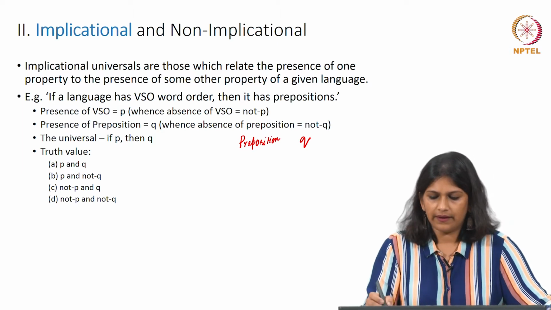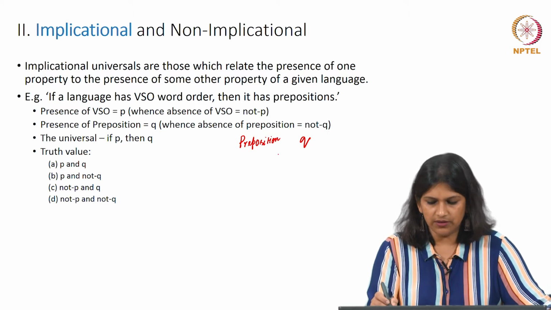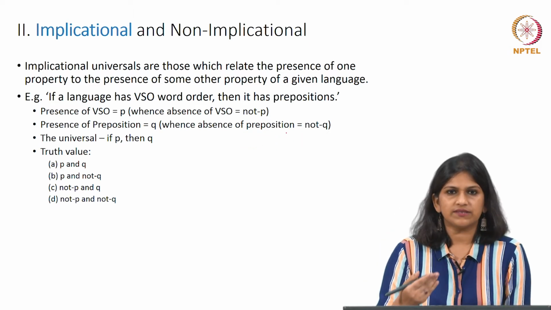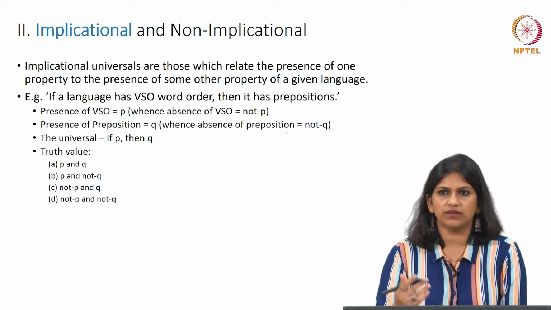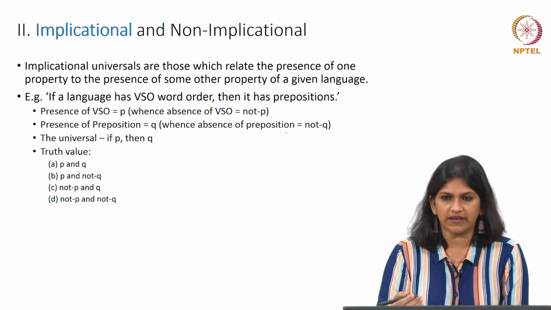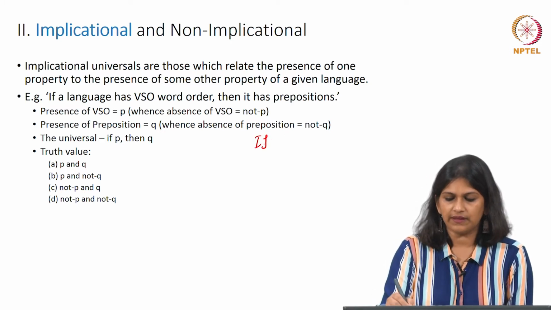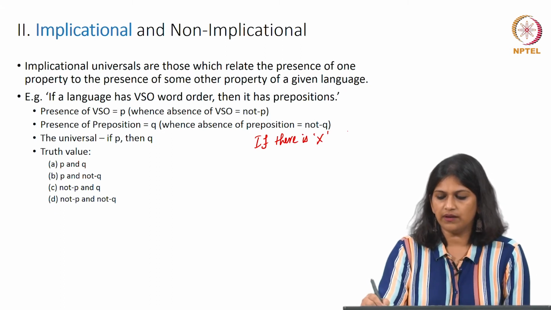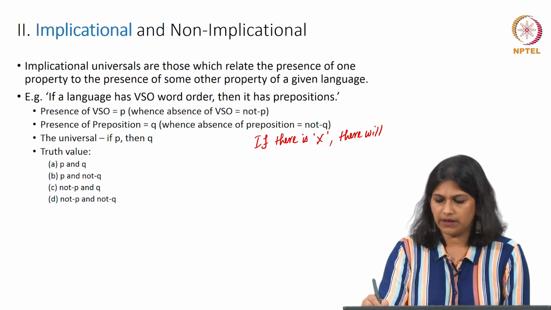Okay. And if there is an absence of preposition, that means there is no Q over here. Okay. So, now let us try to figure out how to identify an implicational universal, which is based on a lot of conditional sentences. So, the conditional sentences means if there is X, then there would be Y, right, there will be Y.